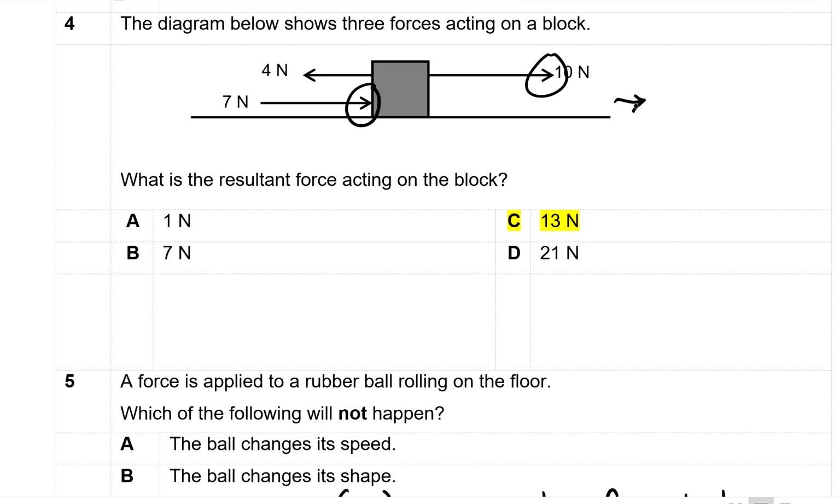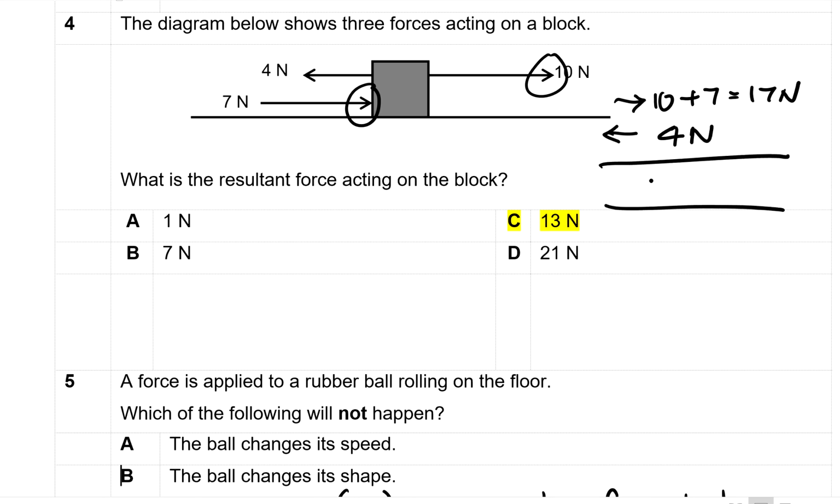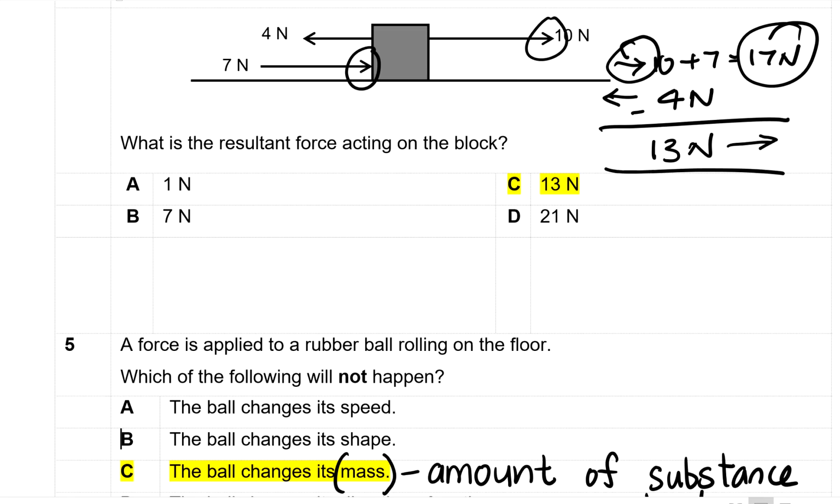So on the right hand side, we have 10 newtons plus 7. So that's 17. And the force that's acting on the left hand side is 4 newtons. So therefore, the resultant force will be 17 minus 4, and you have 13 newtons. And the direction, now this is the bigger force. So the direction will follow the direction of the bigger force. So it's actually 13 newtons to the right. But in this case, the question did not ask for the direction, so we don't have to put it down.